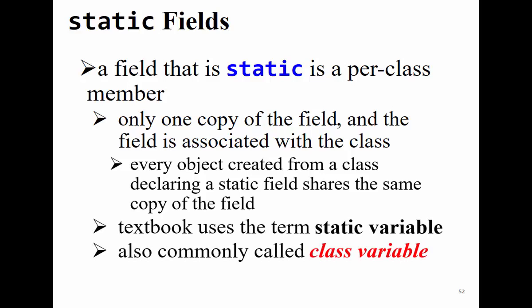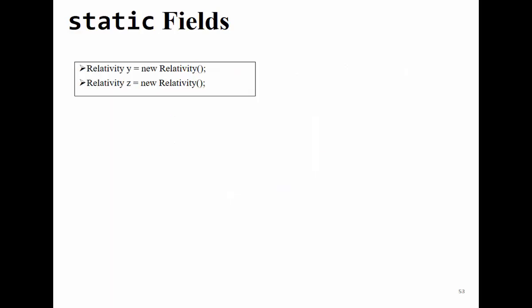And that is the one that I always mention, that sometimes gets confusing. Static variables, the textbook is using, we are using class variables, which is commonly used. Class variable is the same as static field, is the same as static variable.